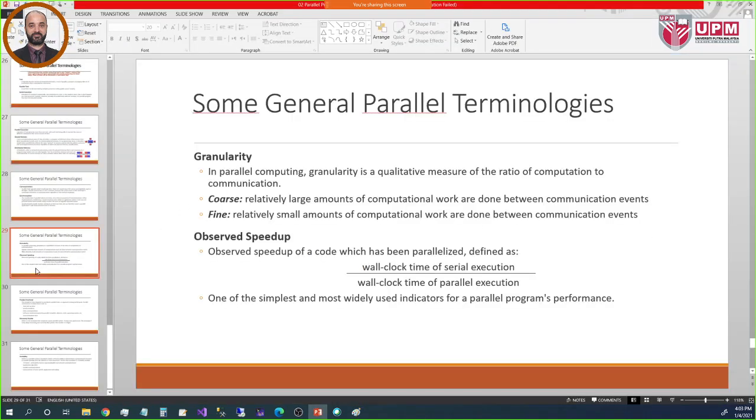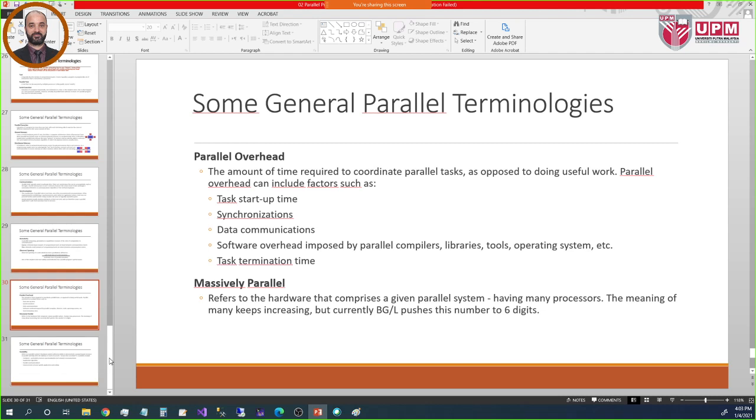Okay, doctor. Time is almost finished, and we have only these two slides. Let us finish them quickly to close this chapter. Parallel overhead is the amount of time required to coordinate parallel tasks, as opposed to doing useful work. Parallel overhead can include factors such as task startup time, synchronization, data communication, software overhead imposed by parallel compilers, libraries, tools, operating systems, etc., and task termination time, and so on.